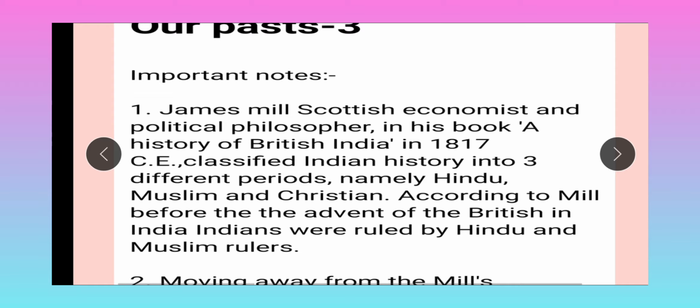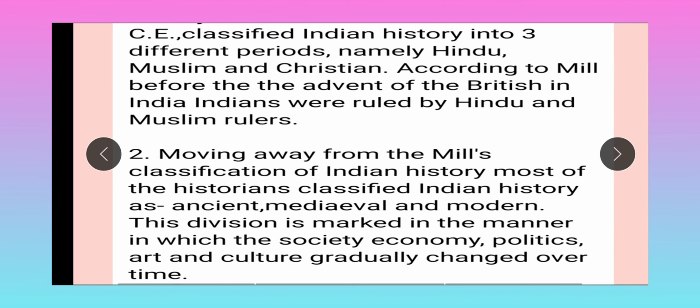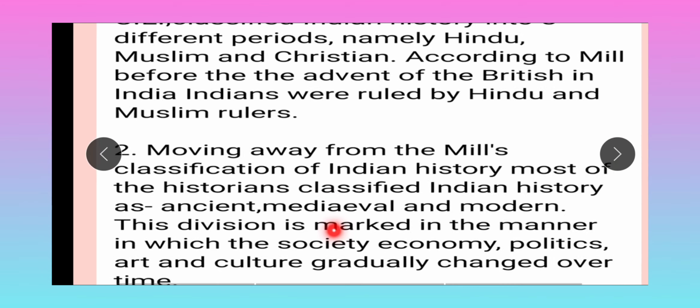Okay, so we have already discussed in the chapter and in the mind map that James Mill wrote a book, A History of British India, in which he divided Indian history into three parts: Hindu, Muslim and British. Here it is written Christian, but British and Christian are the same thing. So he is describing India at that time.